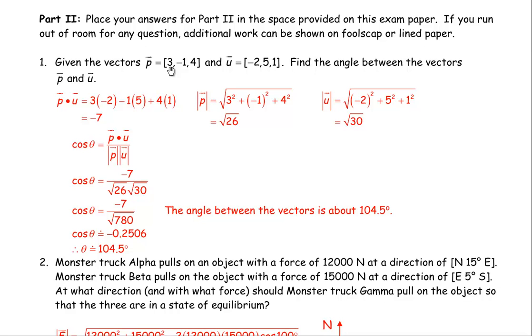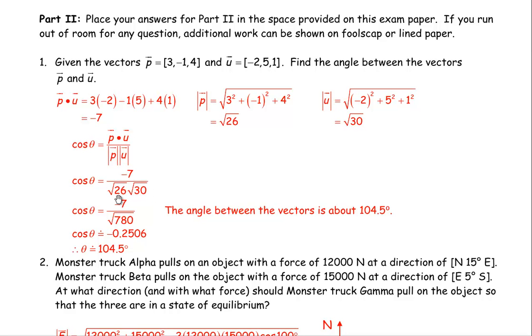So the dot product of these would be, we go 3 times -2 plus -1 times 5 plus 4 times 1, which works out to -7. We also need the length or magnitude of the two vectors. So the magnitude of p would be the root of 3 squared plus -1 squared plus 4 squared, which works out to the root of 26. And similar with u, the root of -2 squared plus 5 squared plus 1 squared works out to the root of 30.